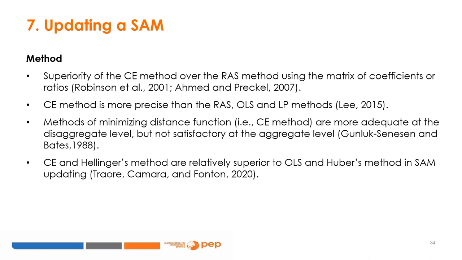Gunluck, Senison, and Bates, 1988, found that methods of minimizing distance function, for example using the CE method, are more adequate at the disaggregate level but not satisfactory at the aggregate level. In updating a SAM, Traor, Camara, and Fonten, 2020, found that CE and Hellinger's methods are relatively superior to OLS and Huber's method.